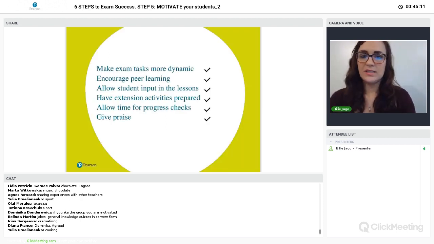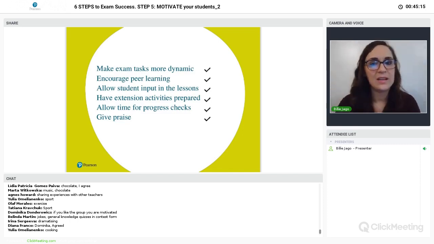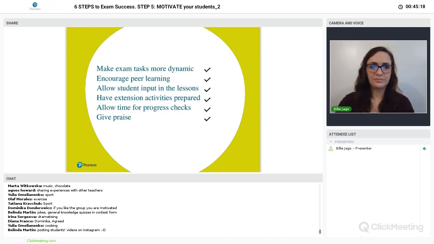So hopefully by using some of the ideas mentioned today, we can ensure students remain enthusiastic about their learning and also achieve success in their exams.